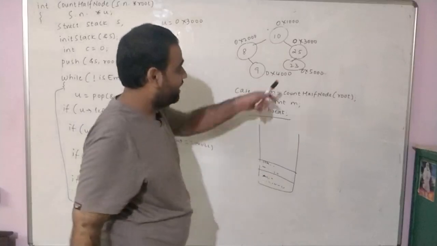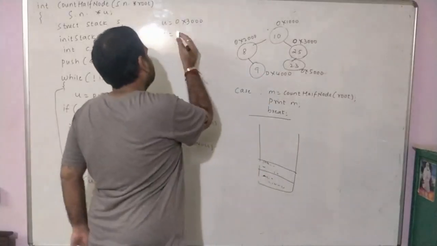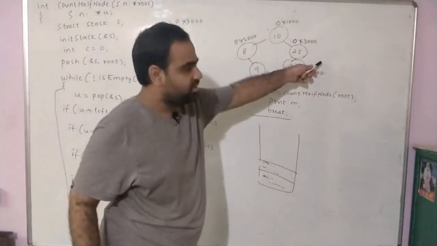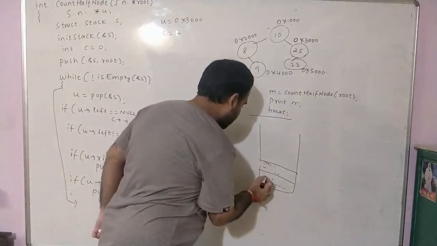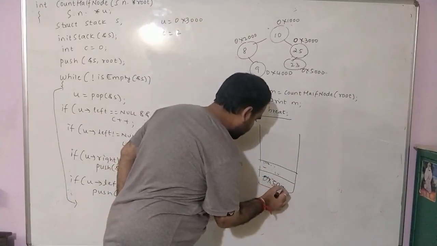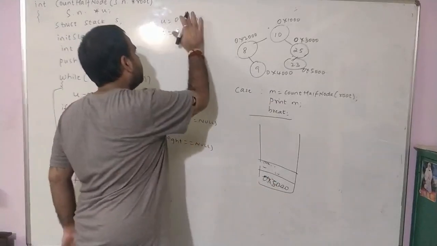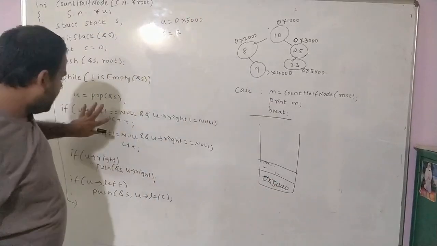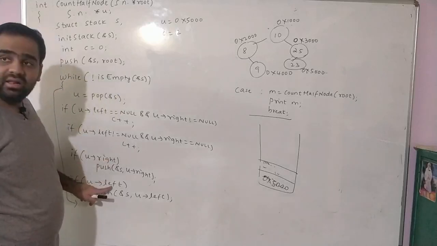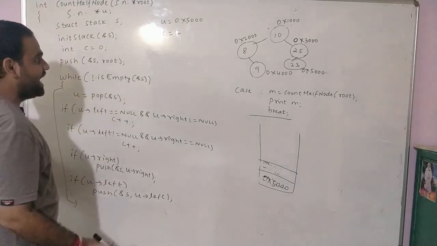Now check, is it a half node? Yes, it is a half node. You increment the count, push the right child if any, no right child, push the left child. Now what is the left child? Left child is 5000. Go back, not is empty stack. Yes, u is equal to pop. What is the value of pop? 5000. Is it a half node? No. Right child is null, left child is null. Go back, stack will be empty.